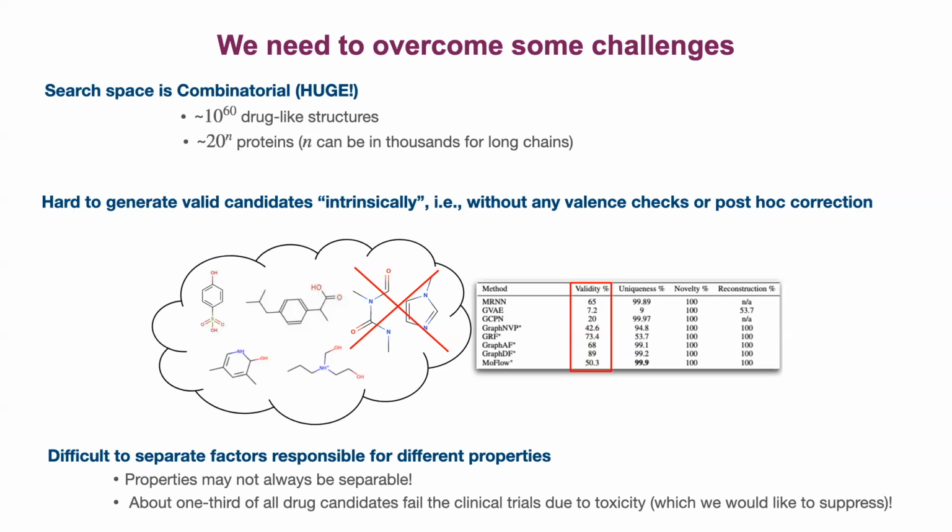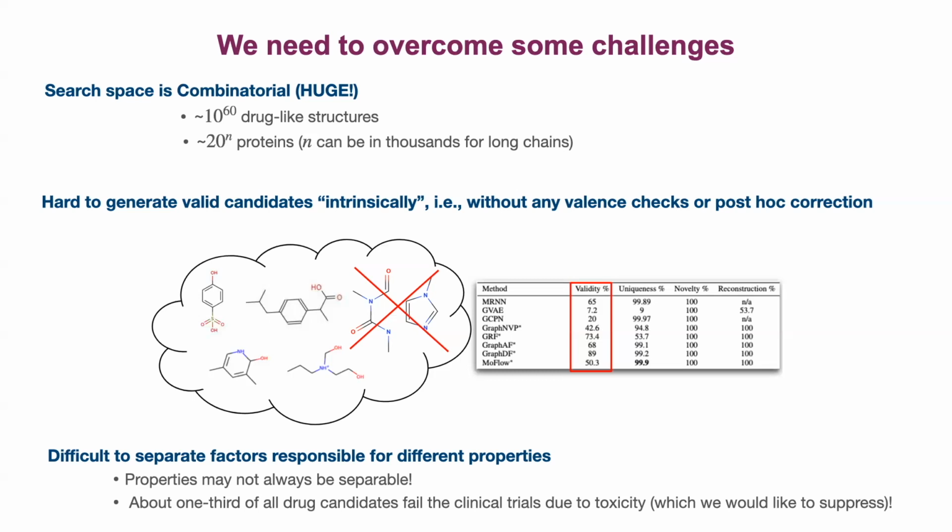There is also another problem which becomes quite interesting. There are different factors, and by factors I mean the latent representations, or you could think of these as latent subspaces, which are responsible for different properties. What you would like to do is to separate these properties in some way. For example, in a supervised setting, you might want to suppress toxicity. Suppose there are different properties like bioactivity, toxicity, and so on. There are certain properties you would like to suppress and others you would like to enhance, so you would like to generate molecules that are not toxic and satisfy other properties.